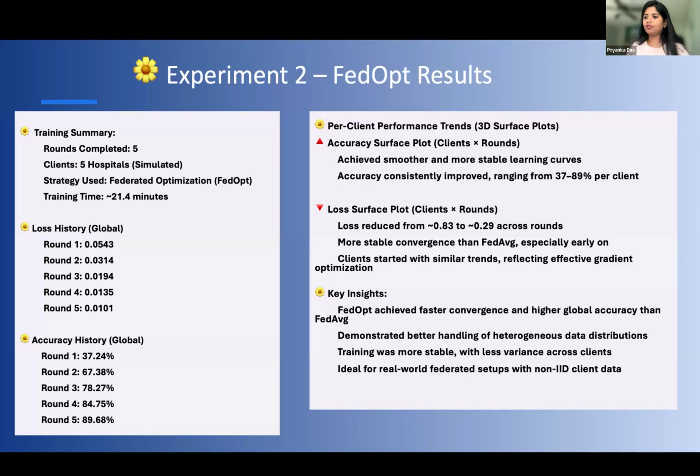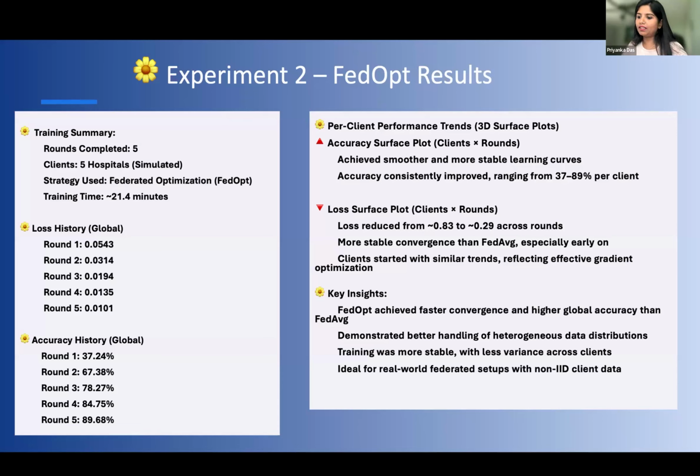For global accuracy, FedOPT showed a steep rise from 37.24% in round 1. It climbed to 89.68% by the final round, outperforming FedAVG throughout. On the client level, the 3D surface plot gives us a visual confirmation. Accuracy curves are smoother and more stable across clients.